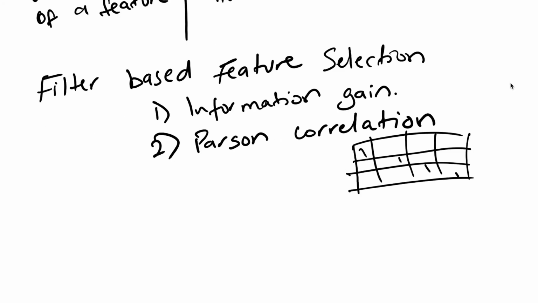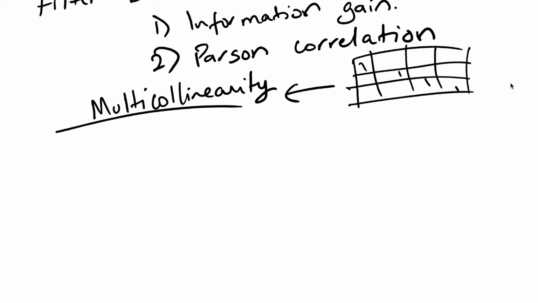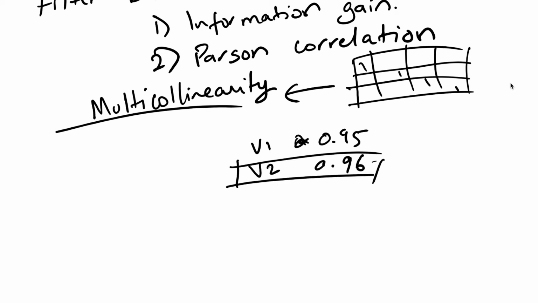When you're working on correlation, you need to understand that there may be a problem of multicollinearity. With multicollinearity, when you have variables which are highly correlated, you can leave out one variable from the two. So let's say you have variable 1 and variable 2, and these two variables are highly correlated, then you can leave one variable out and use the other.